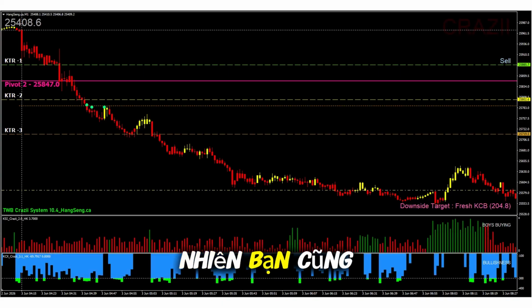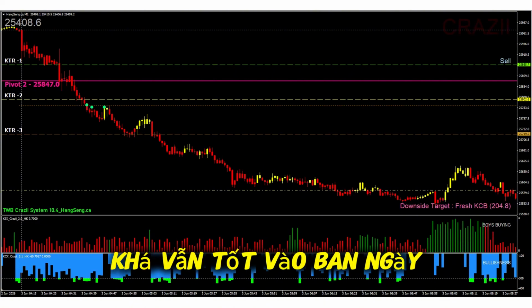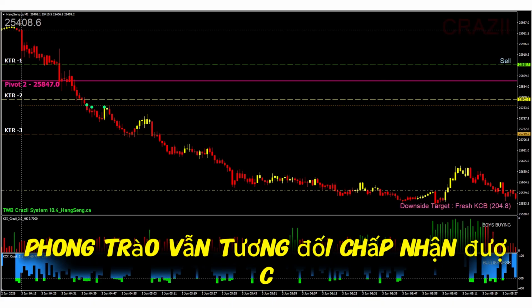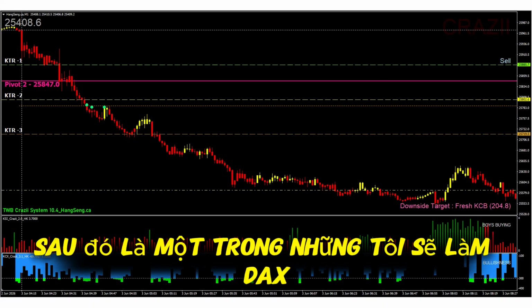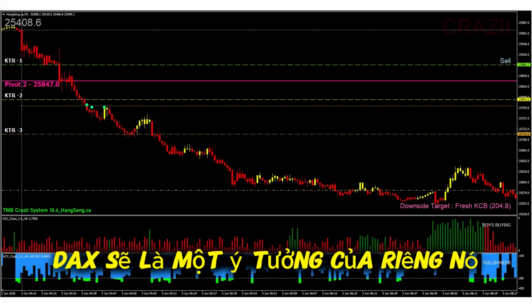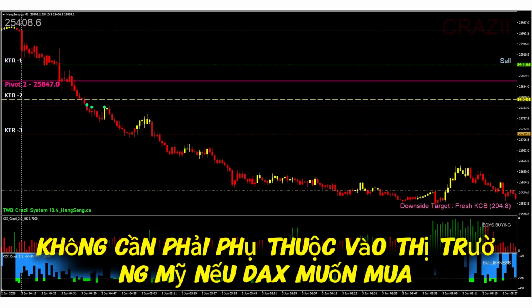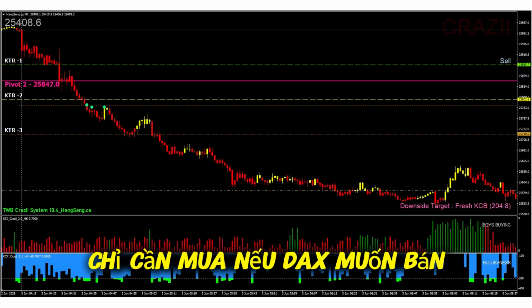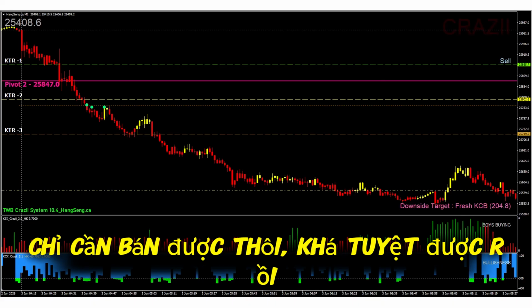Then of course, you can also consider doing some NASDAQ or Dow Jones. They're still pretty decent in the daytime, and the movement is still relatively acceptable. Then the other one will be DEX. DEX is going to be an idea on its own. You don't need to rely on the US market. If DEX wants to buy, just buy. If DEX wants to sell, just sell. It's pretty cool.